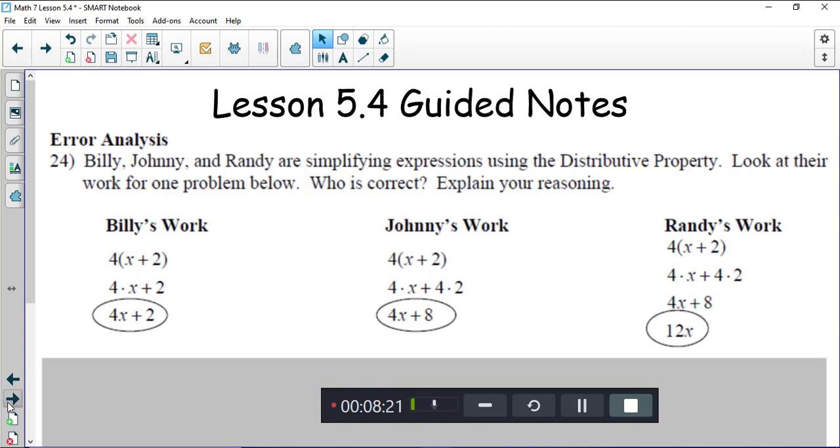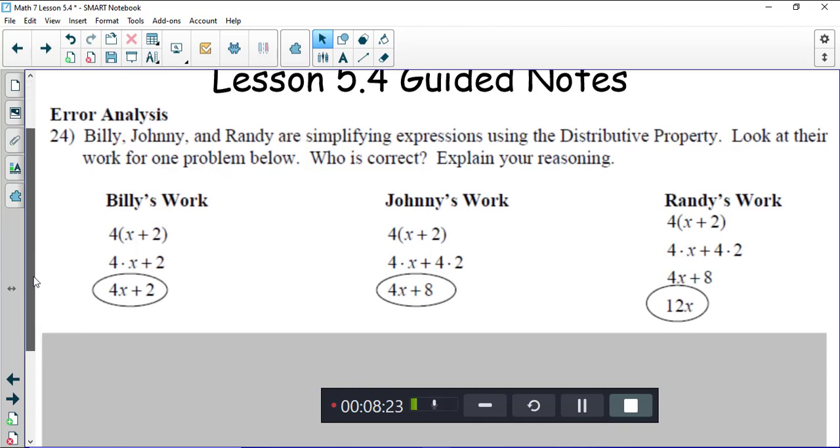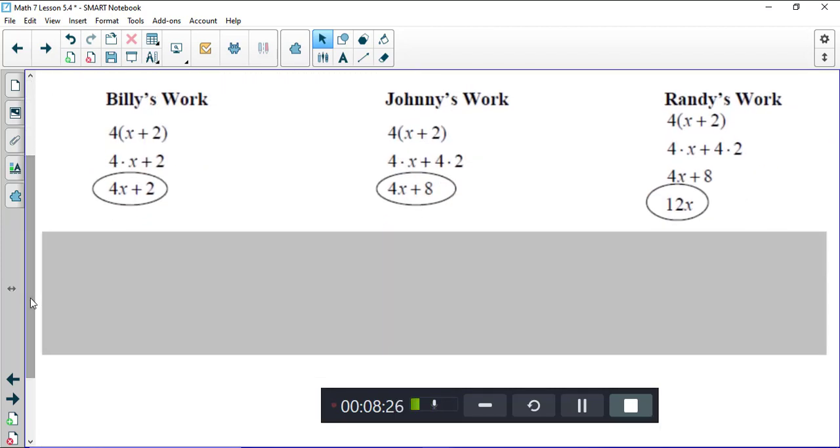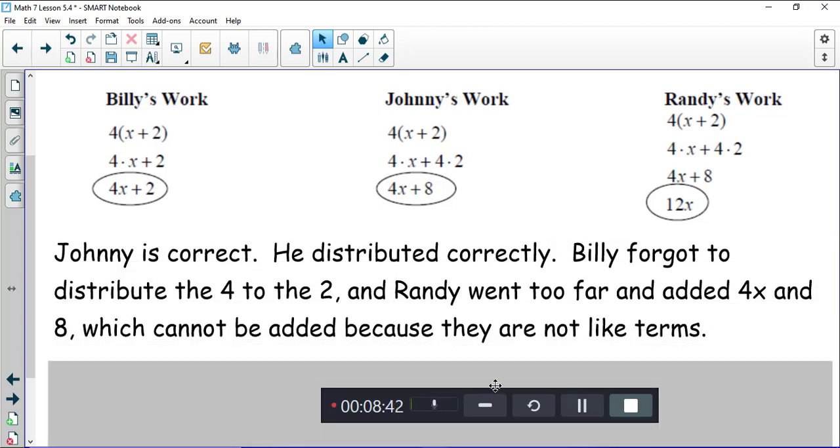But we can't do that because we're not allowed to add things that are not like terms. So when Randy added 4x and 8 together, he's going to end up getting this question wrong because we cannot combine things that aren't like terms, which are things that have the same variable attached. Since 4x and 8 don't both have an x attached, I can't add them together. So what I explained in my reasoning is that Johnny is correct because he distributed correctly, but I went further. I said that Billy forgot to distribute the 4 to the 2, and Randy went too far and added 4x and 8, which cannot be added because they are not like terms.